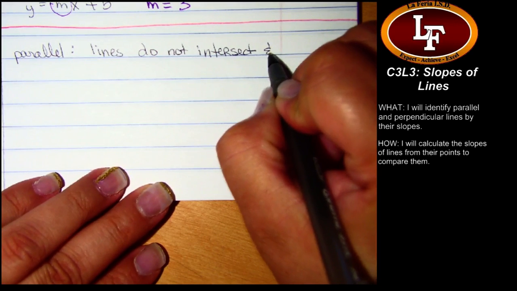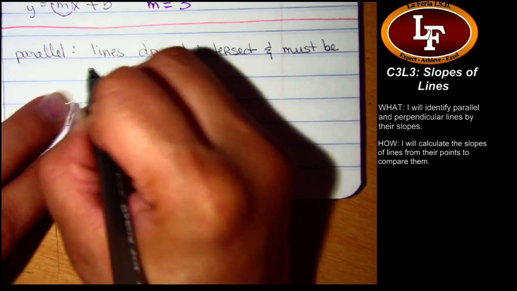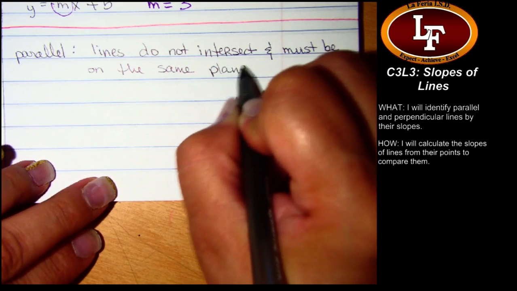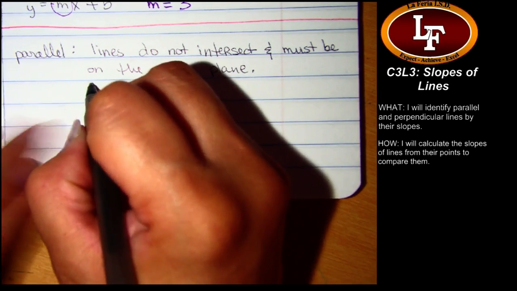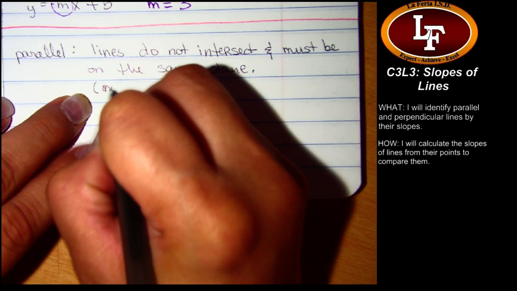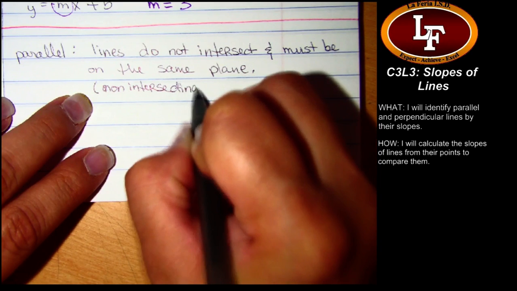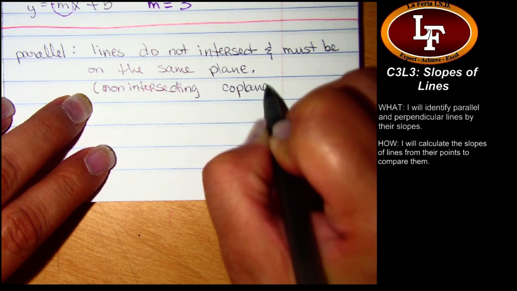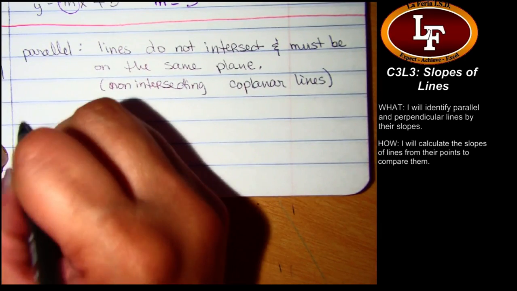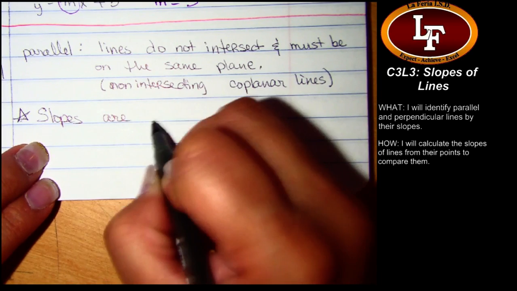that is that I'm going to force them to be on the same plane. Okay? So we're going to shortcut this definition and say that parallel lines are non-intersecting coplanar lines. Okay? And the important thing to remember about them is that their slopes are equal.